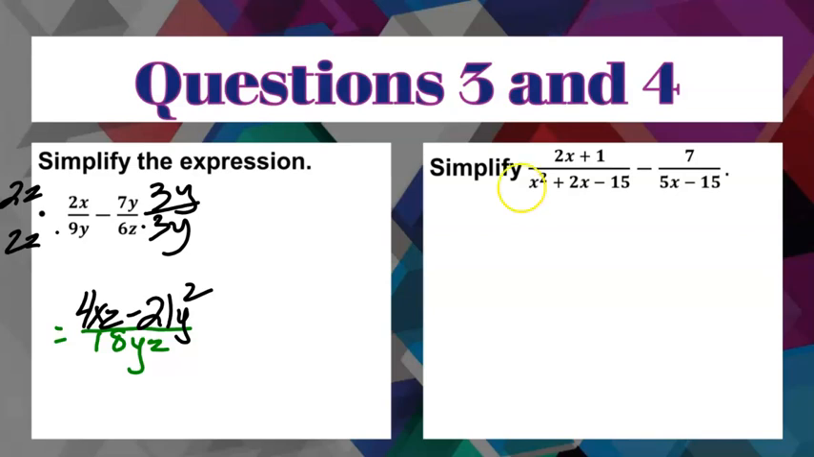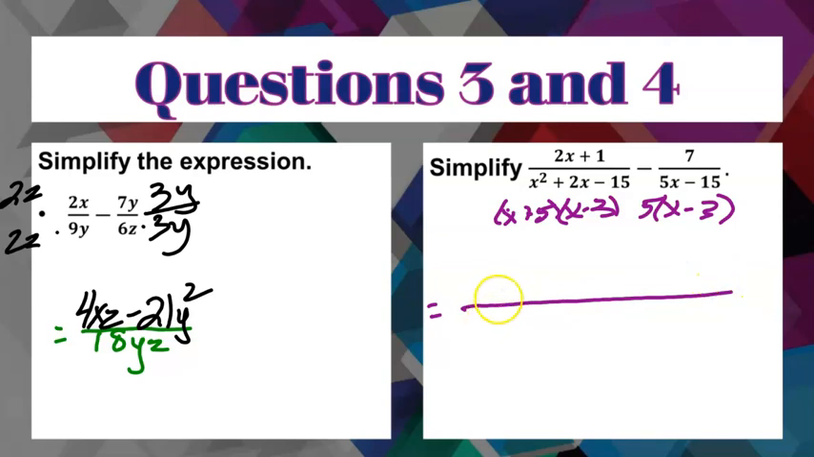So I'm going to rewrite this first one. I have to think, what do I multiply to get negative 15, but add together gives me a positive 2? That would be x plus 5 times x minus 3. And over here, I can factor out a 5, and that would give me 5 times x minus 3. So in my answer, the common denominator, I use each one of these factors once.